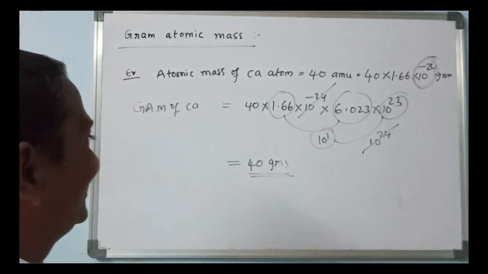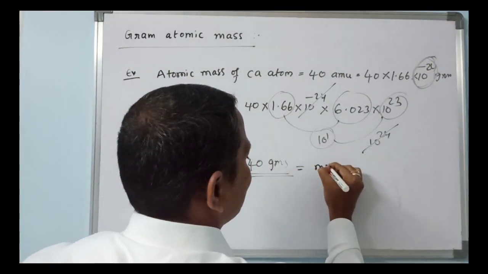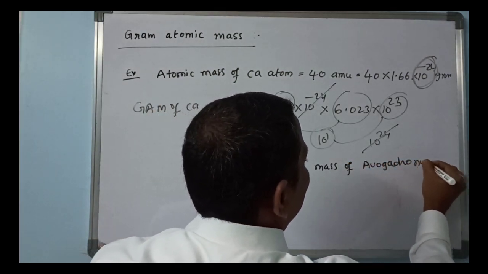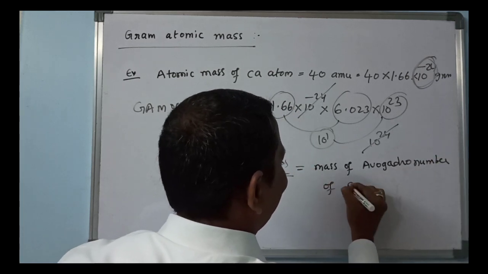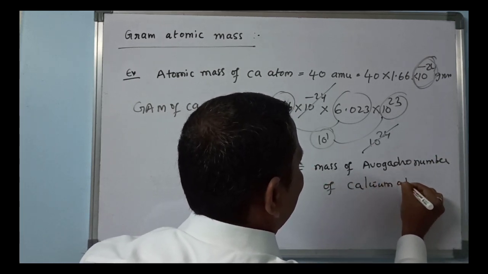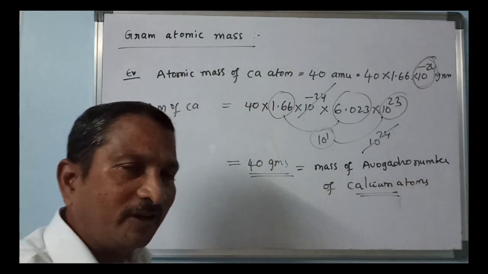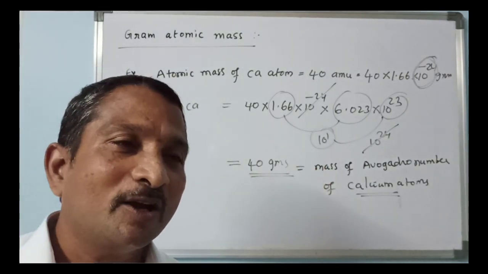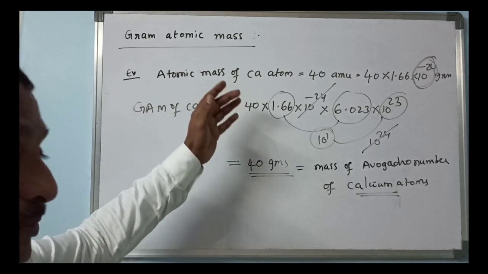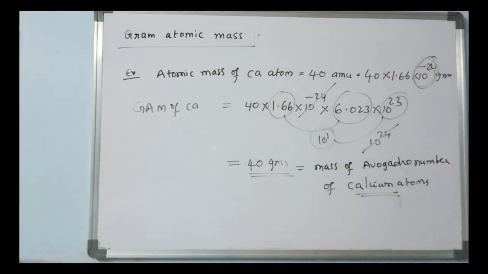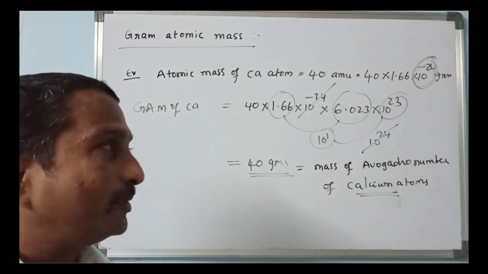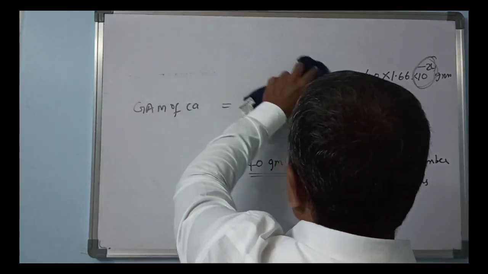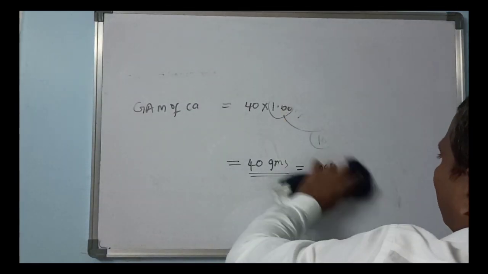Okay, are you following? This is the mass of Avogadro number of calcium atoms. Okay, are you following? I have given 3 examples. One is calcium, another one is oxygen, another one is hydrogen. So by verifying these examples, we can easily understand. Now I am going to write some numerical problems related to gram atomic mass and Avogadro number. Listen carefully.